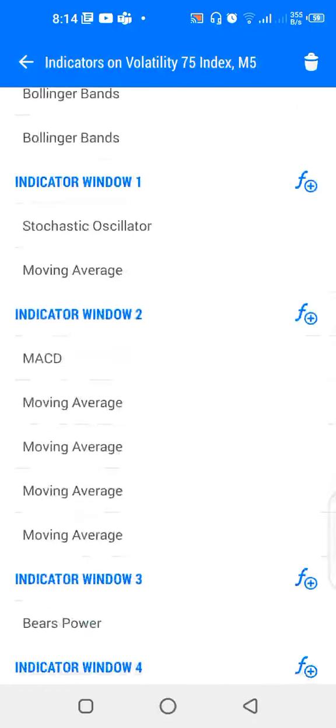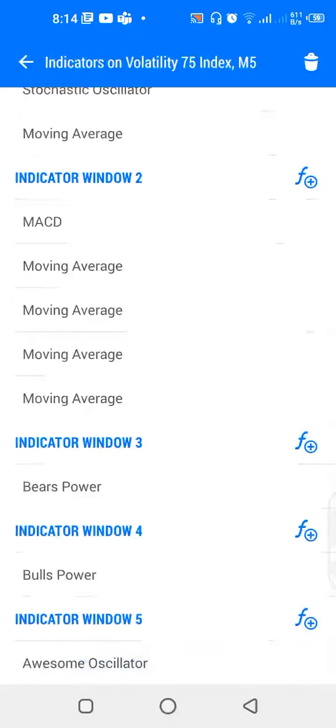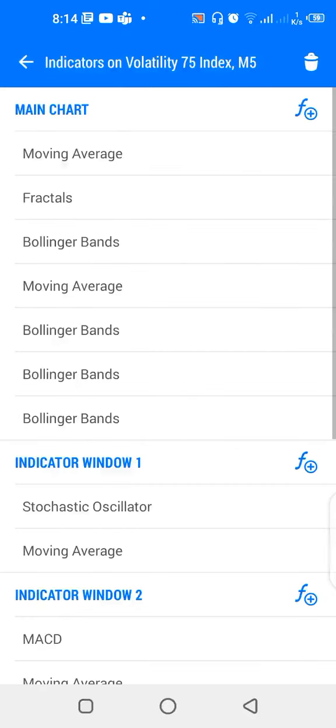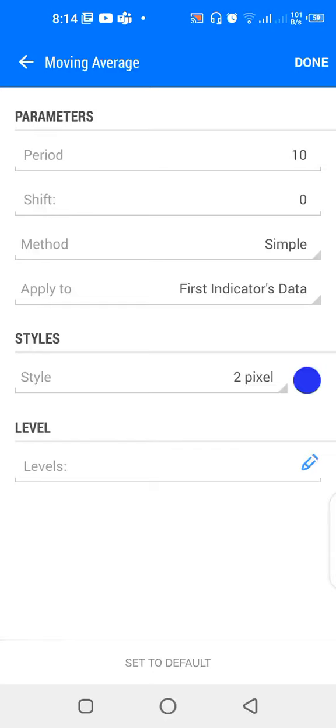Then still on indicator window 2, we have moving average. The period is 1. Shift is 0. Method is simple. Apply to first indicator's data. Color is red. Another moving average: period is 340. Shift is 0. Method is simple. Apply to first indicator's data. Color is black. Another moving average: period is 10. Shift is 0. Method is simple. Apply to first indicator's data.